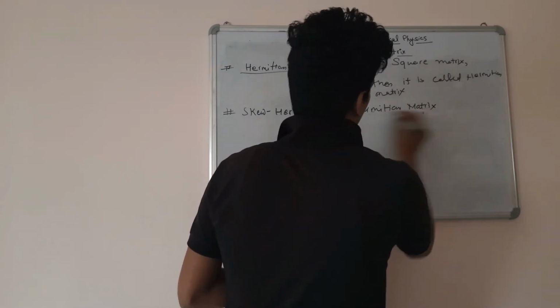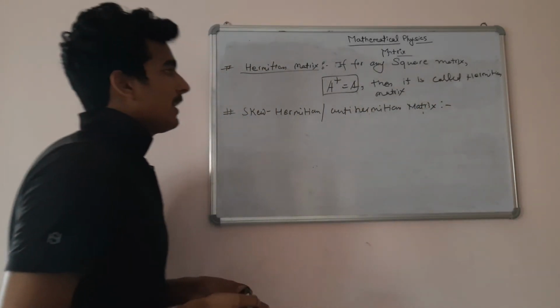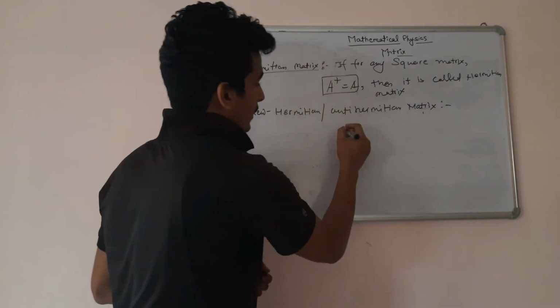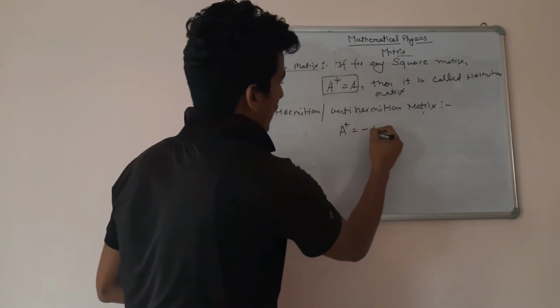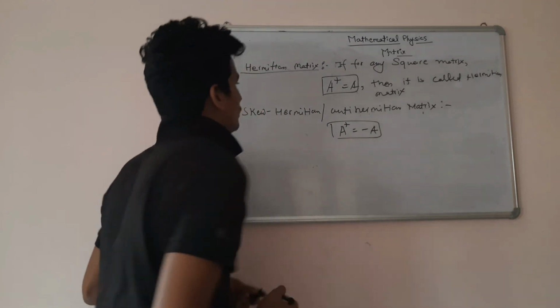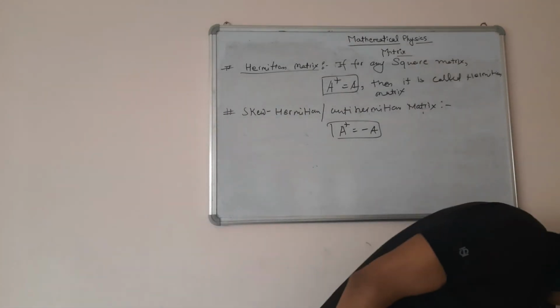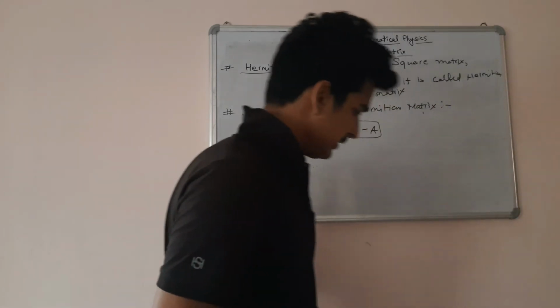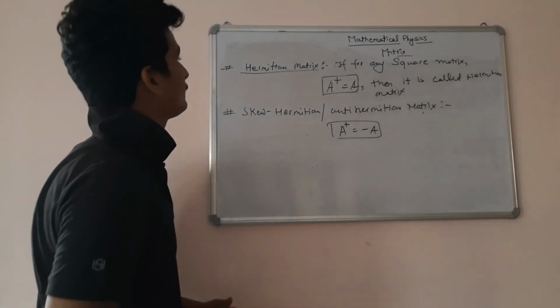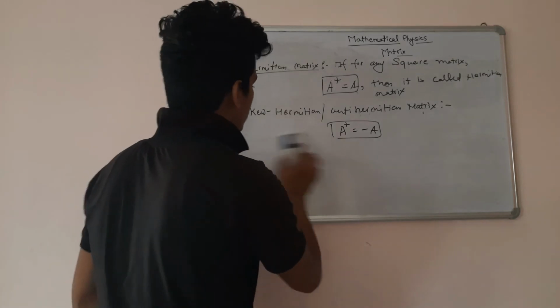So you probably guess what is the definition of anti-Hermitian. Here A dagger equal to A is Hermitian; anti-Hermitian is A dagger equal to minus A. So these are the two other types of matrices, Hermitian matrices and anti-Hermitian matrices. Now we do another question.